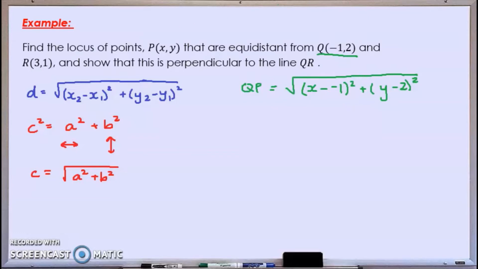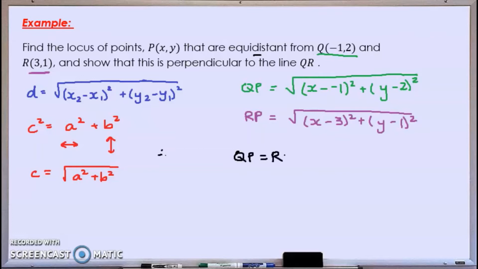For my point R, the distance between my point R and the point P will be, in the same way, x from point P minus the x coordinate, which is 3, plus y minus the y coordinate, which is 1. So here is the distance between my 2 points and that point P. And the question tells you that it's equidistant. So therefore, these two are the same. So QP will equal RP.